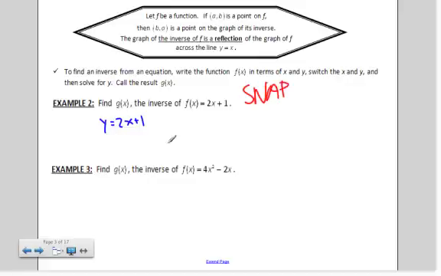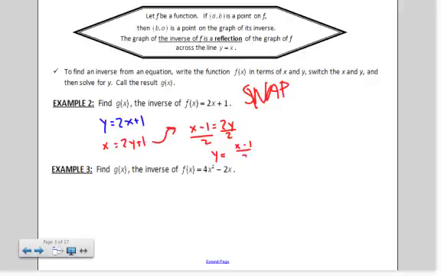Swap the x and the y. So now I have x equals 2y plus 1. And now I have to solve for y. That's just an Algebra 1 concept. I can do that. Let's see, I have x minus 1 equals 2y. Divide both sides by 2. And that gives me y equals (x minus 1) over 2.